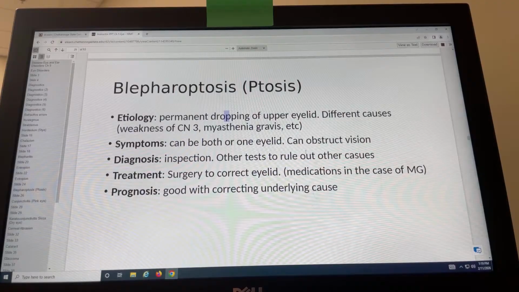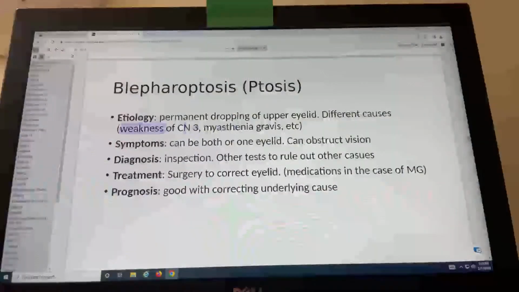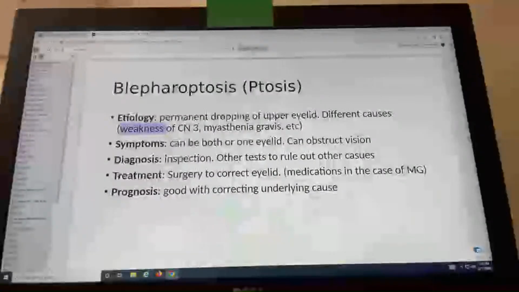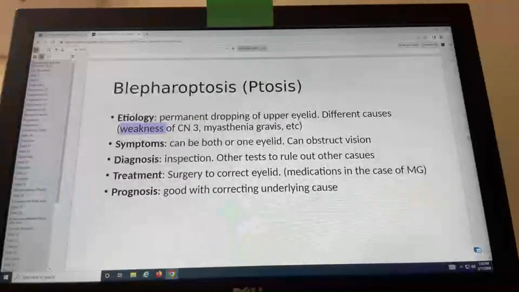There are different things that can cause this, so the etiology is going to be different depending on what it is. Cranial nerve 3, remember we talked about the muscles of the eye that help you look up, down, left, and right. If one of them is affected, it can sometimes cause ptosis because the eyelid is not able to hold itself up. We also talked about myasthenia gravis. I know it feels like forever ago, back in the immune chapter. The drooping eyelid was a very common symptom of myasthenia gravis.